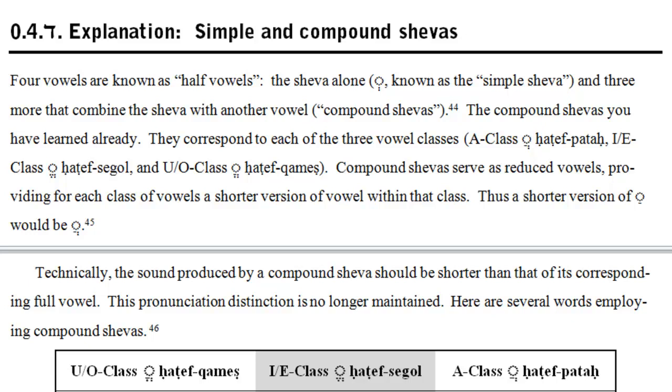Compound shavas serve as reduced vowels. That is, they're considered a bit shorter than the corresponding vowel lacking the shava. So a hatef patach, combining shava plus patach, is considered to be a shorter version of the pure patach. Let's turn to the corresponding appendix section to explore this a little more deeply.